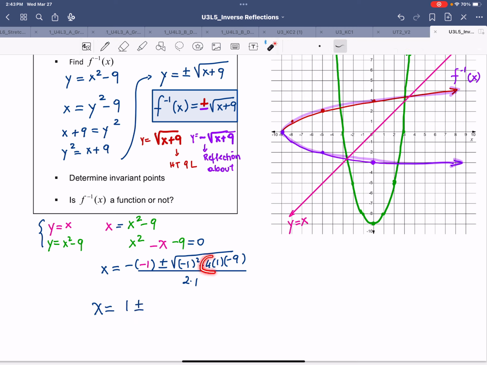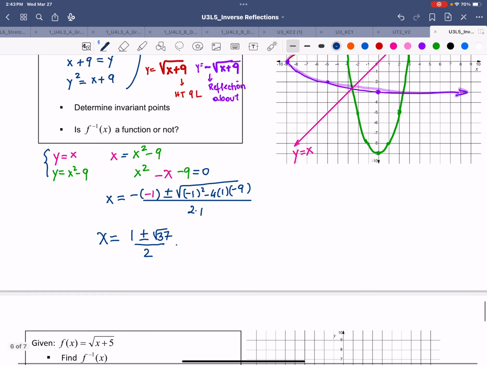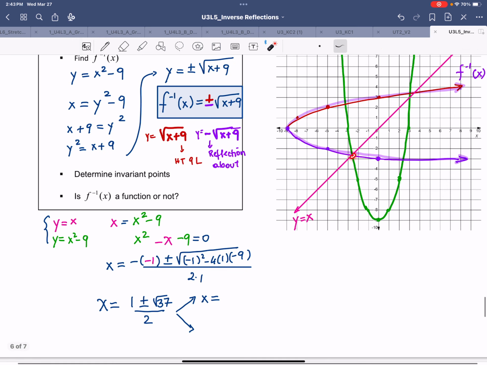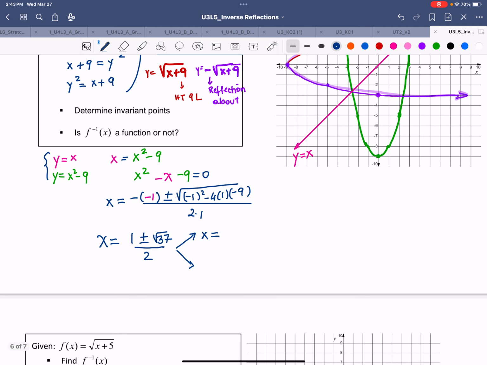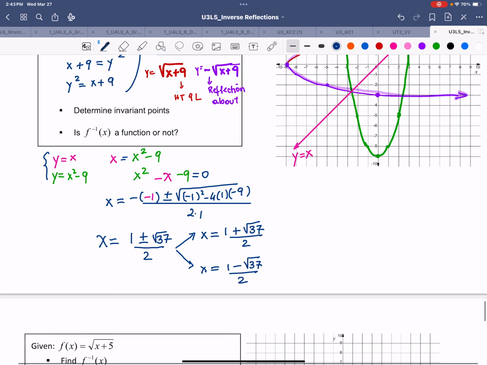So see here you have a 36 positive and a 1, 37. So root of 37 divided by 2. So as you can see here, we obtain two x values. The reason why is because we have two invariant points. So the x coordinates at the invariant points are x equals 1 plus root 37 over 2, and x equals 1 minus root of 37 divided by 2.